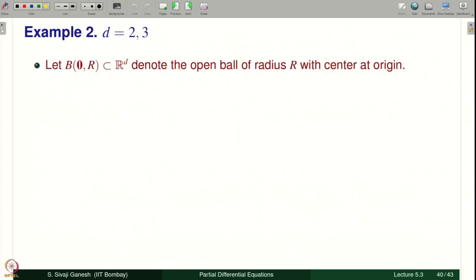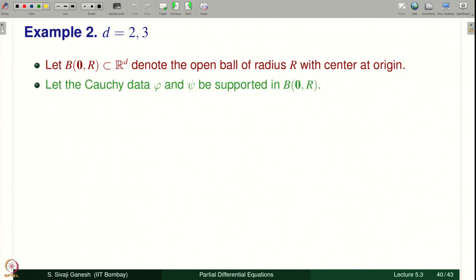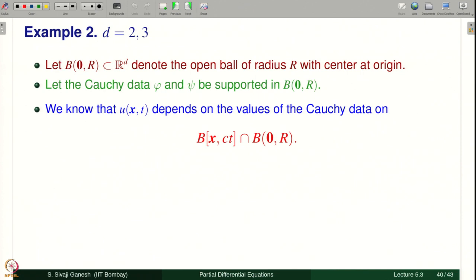So in d equal to 2 comma 3, let us consider a ball b of 0 r, center at the origin and radius r. Let it denote the open ball of radius r with center at origin. Suppose that the Cauchy data is supported inside this ball. We know that u of x t depends on the values of the Cauchy data on this closed ball x t intersection b 0 r. Only if this is non-empty we have a non-zero solution, otherwise it will be 0. So if the above intersection is empty, u will be 0.